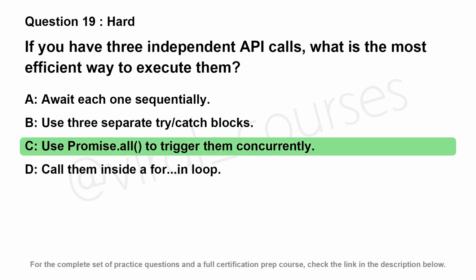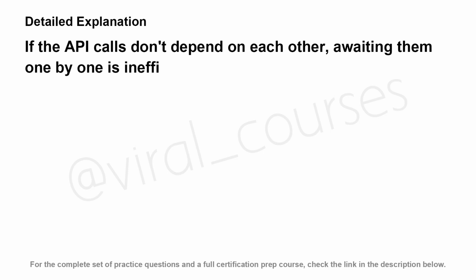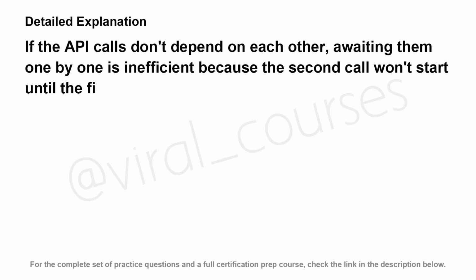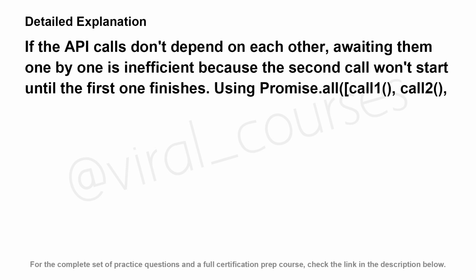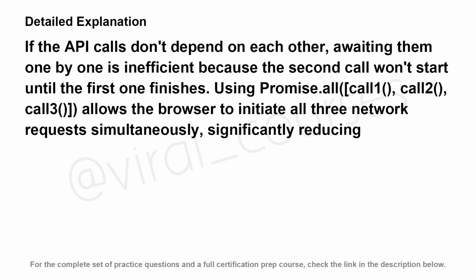The correct answer is C. If the API calls don't depend on each other, awaiting them one by one is inefficient because the second call won't start until the first one finishes. Using Promise.all with call 1, call 2, call 3 allows the browser to initiate all 3 network requests simultaneously, significantly reducing the total time taken.